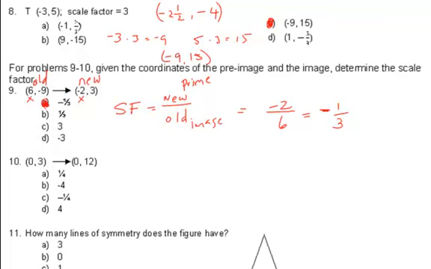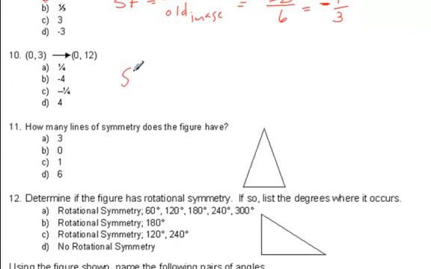Okay, number 10, same type of problem. So again, I have my scale factor equals my new coordinate over my old. I don't like using the 0, so here's my new y, here's my old y. So Wyatt, what's 12 over 3? 12 divided by 3, come on, simplify it. 4. So our scale factor is 4. It's 4 times as big.